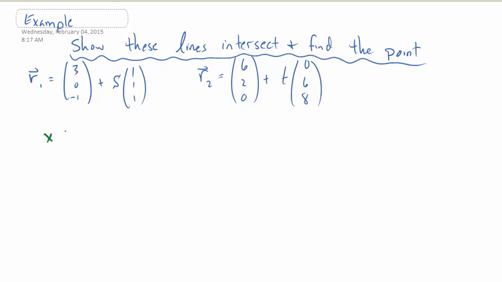So for vector R1, the x piece is 3 plus 1s. The y component of vector R will be 0 plus 1s, and the z is going to be negative 1 plus 1s. These are the parametric equations for line R1. And they're called parametric equations because the point that we're going to get on that line depends on the parameter s in this case. Pause the video and write down your parametric equations for line R2.